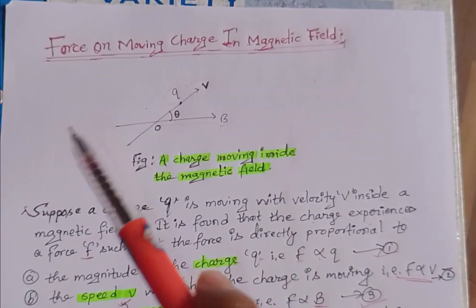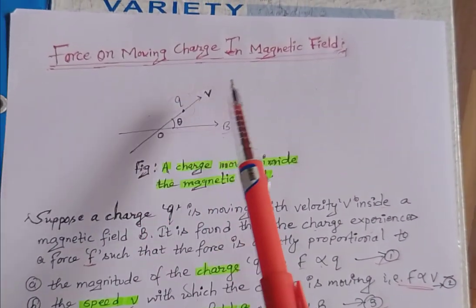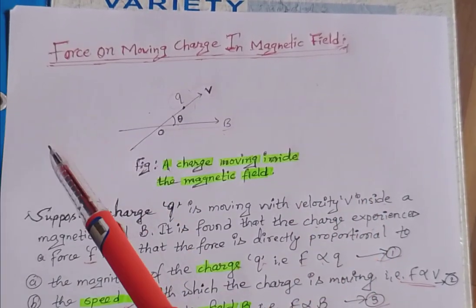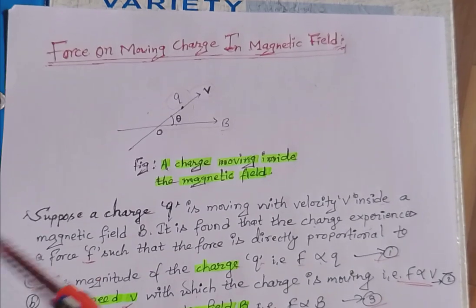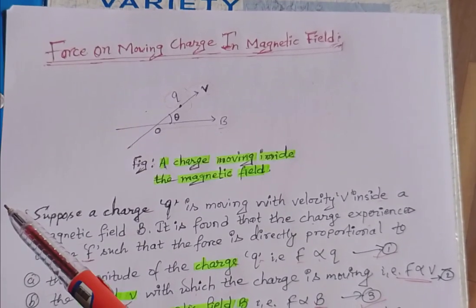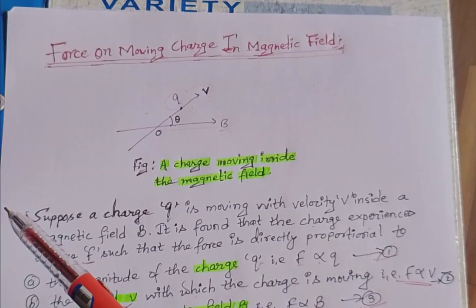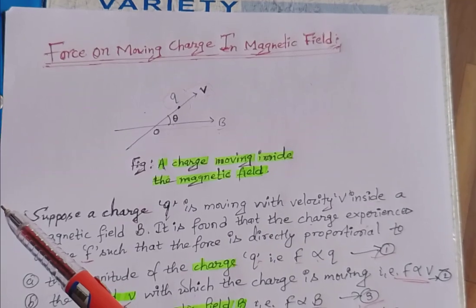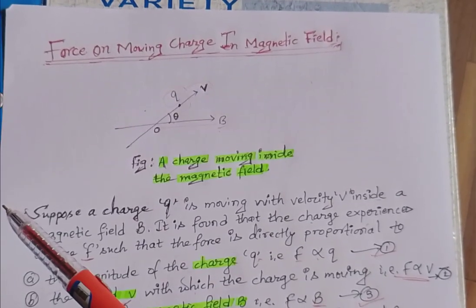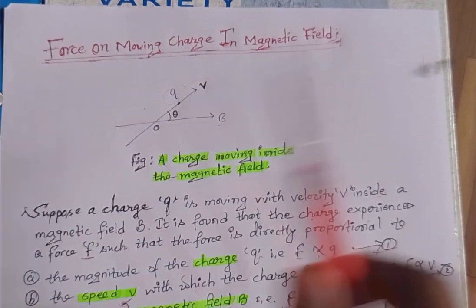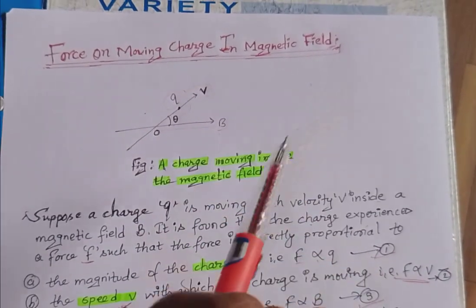Okay, today's topic is force on a moving charge in a magnetic field, from current electricity and electromagnetism. Oersted first discovered the magnetic effect of the flow of current in any conductor. He supposed that when an electric current is passed through a conductor, a magnetic field is produced around it.